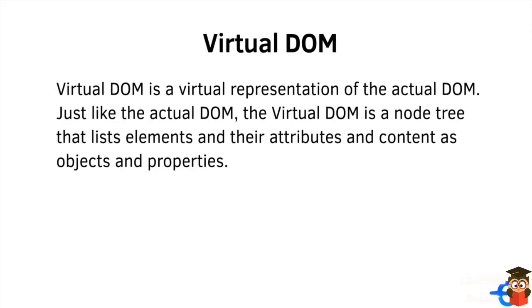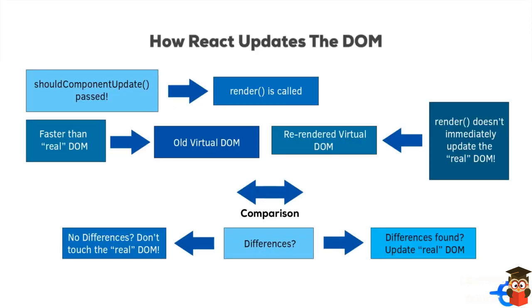This is where React brings virtual DOM in the picture. As the name suggests, the virtual DOM is a virtual representation of the actual DOM or the browser DOM. And just like the actual DOM, the virtual DOM is a node tree that lists elements and their attributes and content as objects and properties. Virtual DOM is a representation of the user interface. So whenever the state of a component changes, a new virtual DOM is created.